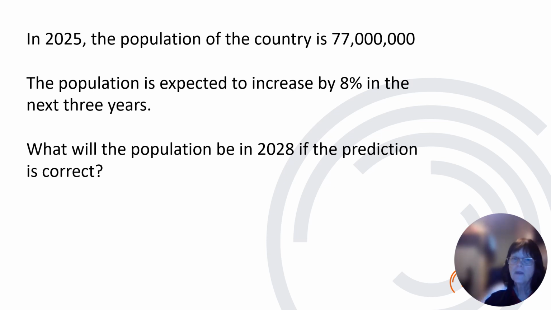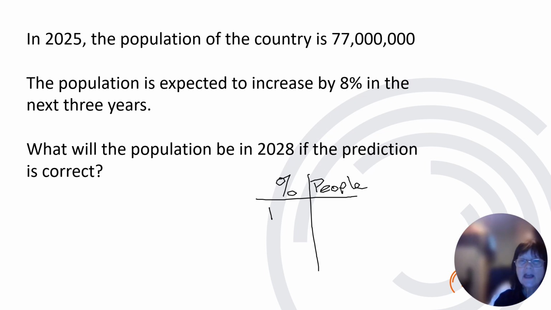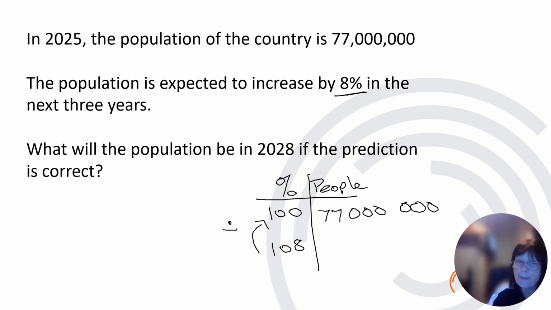Okay, what did we know? So percentage and people, what we knew is that 100% at the moment in 2025 is 77 million. Okay, and we want to know what 108% is. Divide by the number above, multiply across, and you should come up with 83,160,000. So 83,160,000 if the population increases by 8%. How are you getting on with this? Good, isn't it?